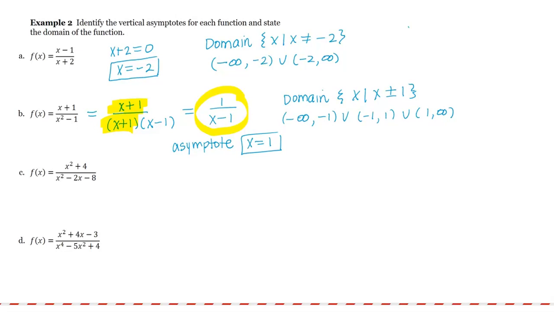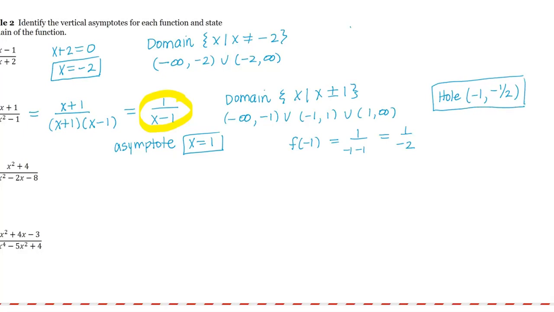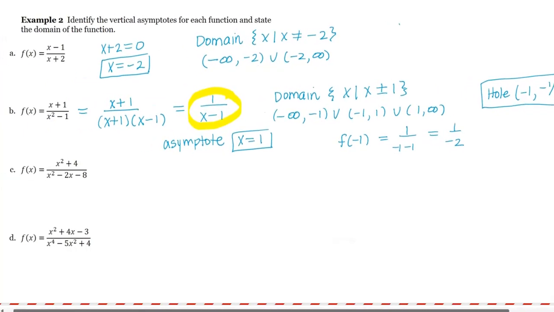But that negative 1 is going to show up in the graph as a whole. That negative 1 is not allowed to be plugged in for x in the original function. So I'm going to take the value negative 1 and plug it into the simplified version. Let's see what happens if I find f of negative 1. Well, that'll be 1 over negative 1 minus 1, or 1 over negative 2. What happens for this particular graph is we have a hole when x is equal to negative 1 and y is equal to negative 1/2. So that's another discontinuity in the graph. We call that a removable discontinuity.